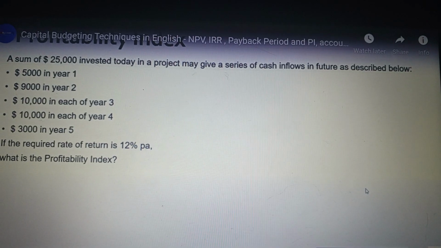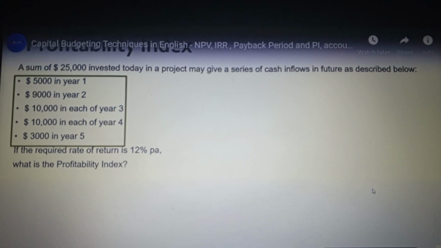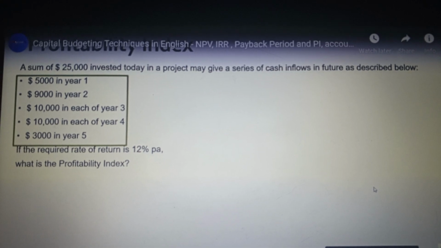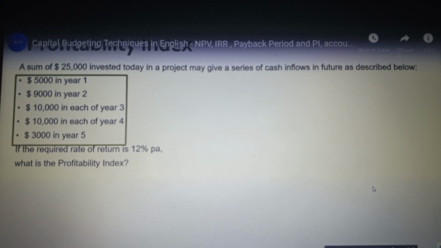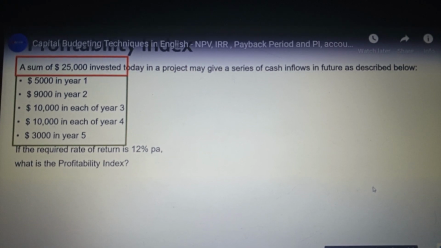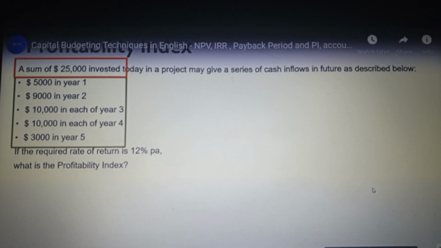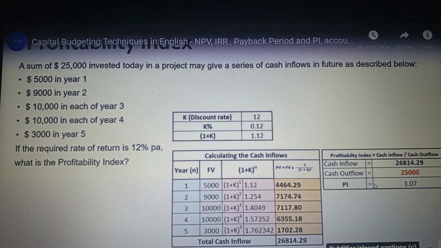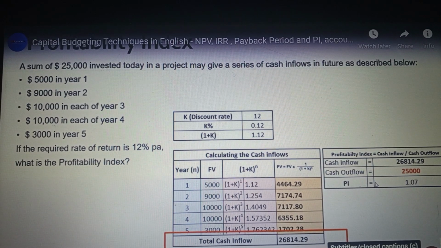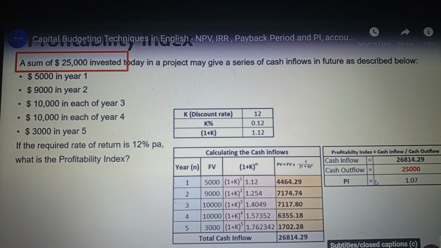Okay, in this example, we need to calculate the present value for the year 1, 2, 3, 4, and 5 and sum them up, and that gives us the value of all cash inflows. And here we have cash outflow. We just need to divide the cash inflows by cash outflows, and it gives us the profitability index. I have done the calculation here and got the cash inflow as 26,814.29, and we know the cash outflow is $25,000.